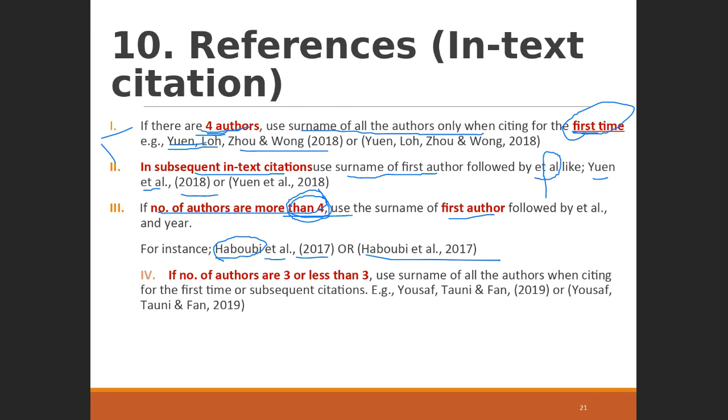Okay. So even if you're citing it for the first time, or the second time, or the third time, if the number of authors is more than four, then simply use the surname of the first author followed by et al. But if the number of authors is three or fewer, then you need to use the surnames of all the authors when citing for the first time or in subsequent citations. So if your number of authors is three or fewer, you need to mention all of their names every time you cite them in your research report. So you need to keep this in mind when you are making in-text citations.